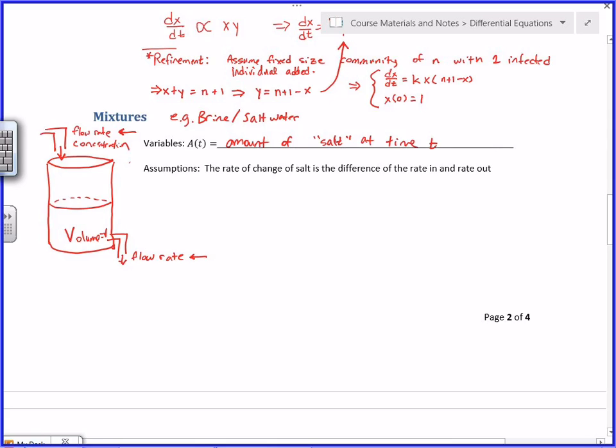So based on this assumption that I've got right here, I'm going to say that the rate of change of salt is the rate in minus the rate out.